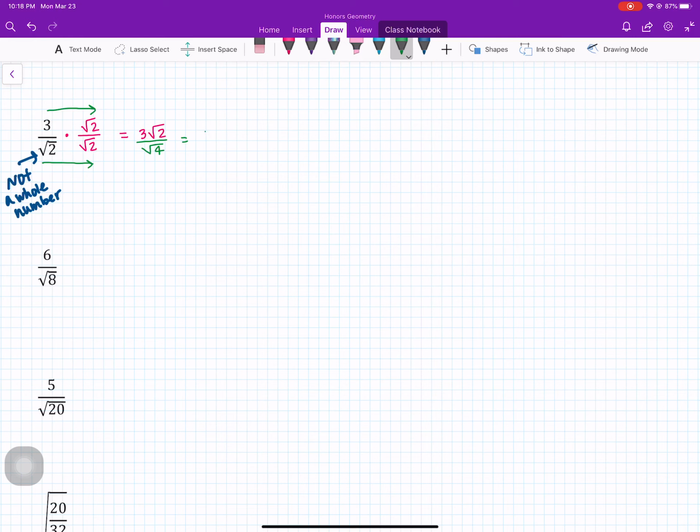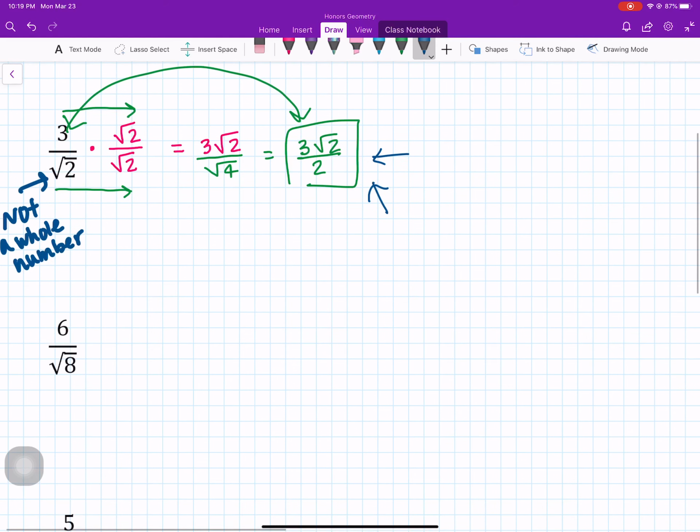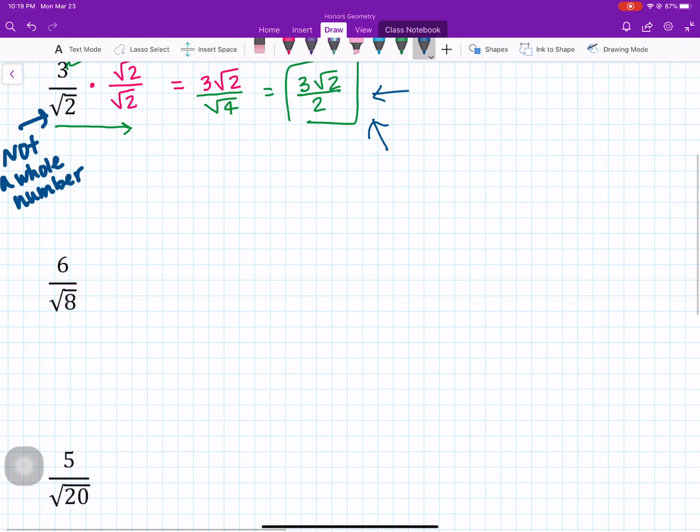Now, radical 4 is something special. Radical 4, the square root of 4, is 2. So these 3 over root 2 and 3 root 2 over 2 are equivalent fractions. But this one is written in a form that mathematicians prefer to see, and is a little bit easier for us to estimate without the use of a calculator.